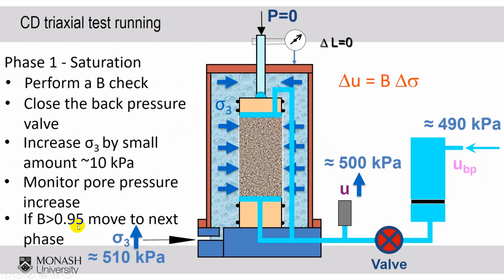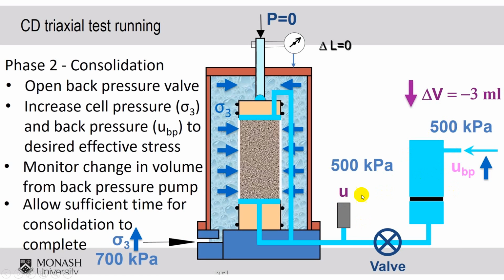And then if B is greater than 0.95, you're free to move to the next phase. Just note that now the back pressure is 490 kilopascal. So when you enter the next phase, you will have to increase 10 kilopascal, because when you open the valve, you want to see that the pressures are balanced, so that the soil will not be compressed before any consolidation is actually conducted. Then you increase 10 kilopascal to cancel it out, open the valve, and increase the cell pressure to 700 kilopascal. The back pressure here is 500 kilopascal, so there is a 200 kilopascal difference, which creates 200 kilopascal excess pore pressure. That is the excess pore pressure you will have to dissipate during the consolidation phase.